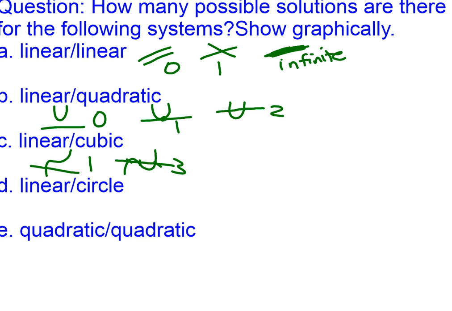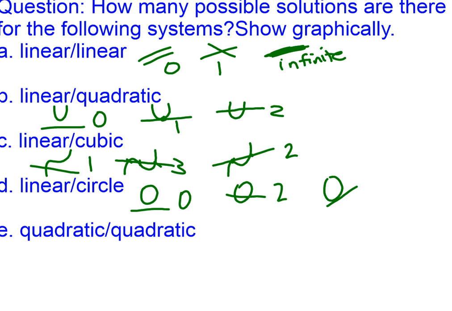It could hit twice if it goes like this, where it hits the top of that and then maybe just goes through there as well. So it could have two as well. Then for a line and a circle, it could have 0, it could have 2, or it could have 1. Pretend that is 1. For two quadratics, we could have two quadratics like that, which hopefully have 0.